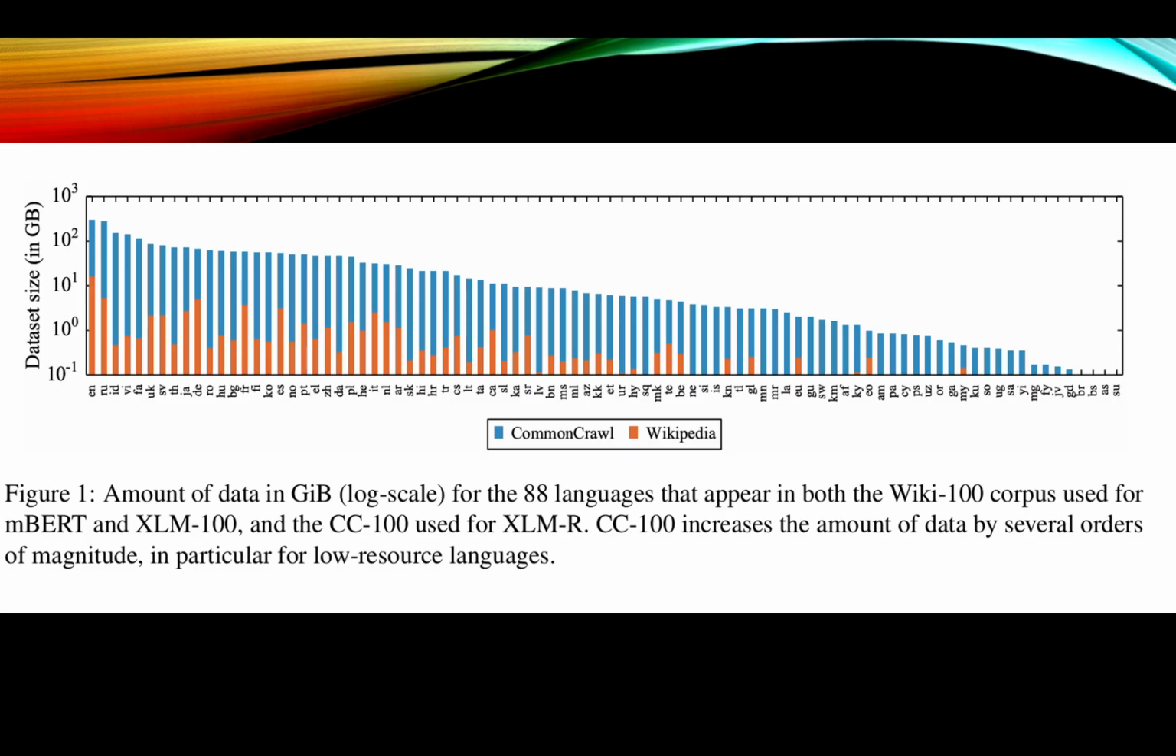So now this is a comparison between CommonCrawl and Wikipedia. The orange color refers to the Wikipedia data and the blue color refers to the CommonCrawl data. We can see that the scale is significantly higher for CommonCrawl as compared to Wikipedia. So with this large amount of data, it was highly possible to achieve much better results as compared to the previous models XLM and mBERT.